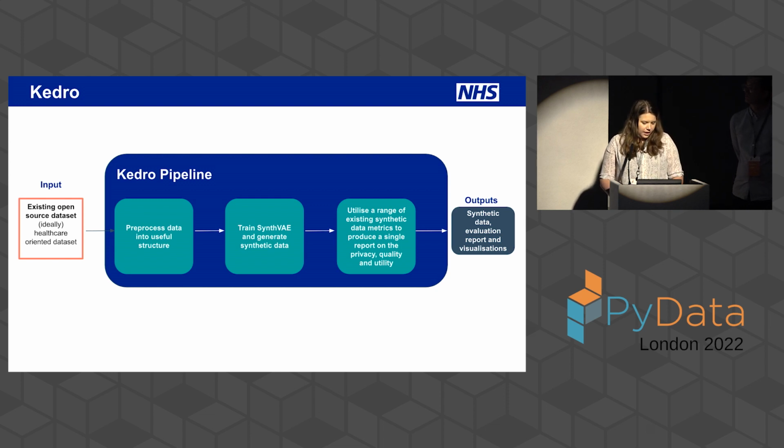We also have smaller pipelines, so if you just wanted to run the evaluation pipeline, because you have your own model, you can do that. Equally, if you just wanted to run the training of the model, you can do that as well. So Kedro allows us to be quite adaptable in that sense. You don't have to run the whole pipeline. And the whole pipeline can be run with just one line of code, which makes it incredibly accessible once you have the data.